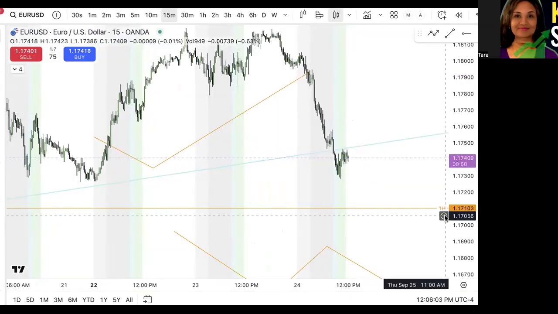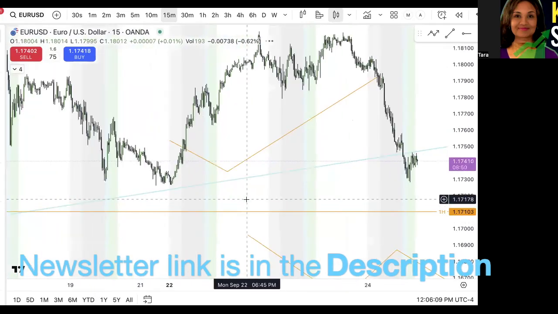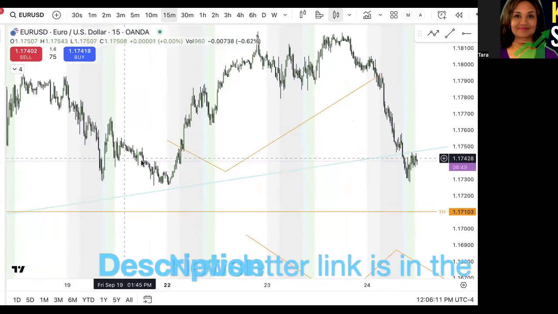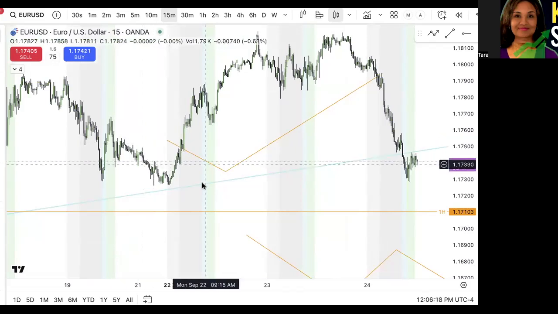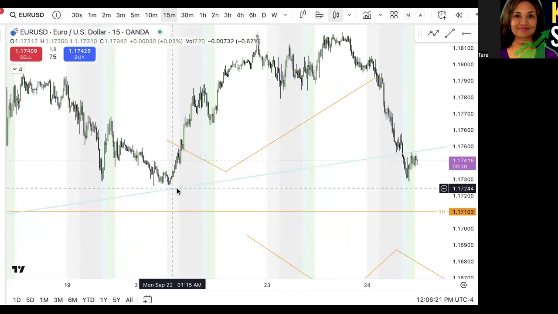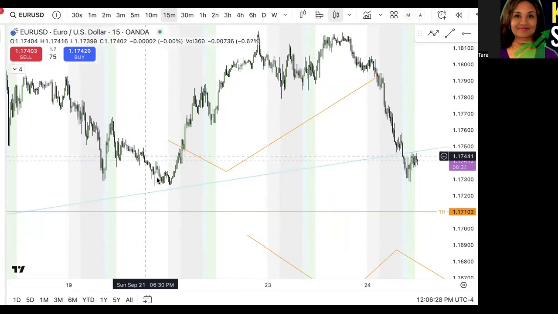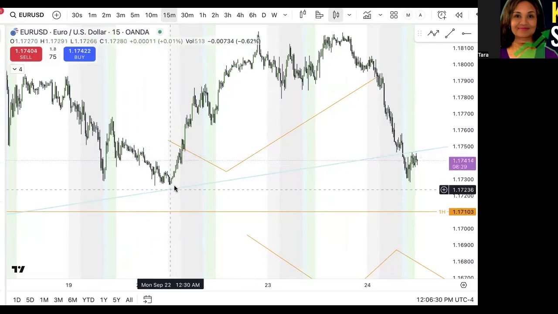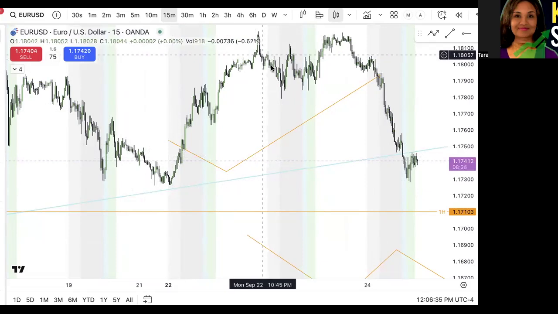Okay, we're taking a look at EUR-USD. We can see that the markups that we made on Sunday in our newsletter played out well. So here is Sunday, and we can see that we anticipated price coming down to this blue daily trend line and then bouncing back up, and that's what happened. So here is where Sunday starts, and it came right down to our daily trend line and continued upwards. So hopefully you were able to catch part of that move.